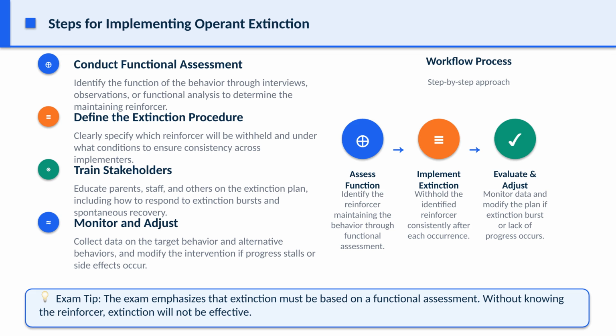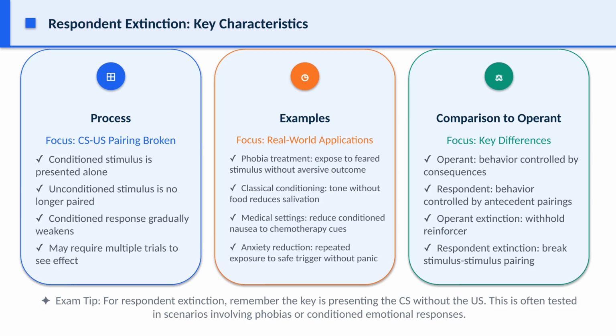Respondent extinction is the process of weakening a conditioned response by presenting the conditioned stimulus alone, without the unconditioned stimulus it was previously paired with. For BCBA exam candidates, it's critical to distinguish this from operant extinction. In respondent extinction, you break the stimulus-stimulus pairing, whereas operant extinction involves withholding a reinforcer following a behavior.